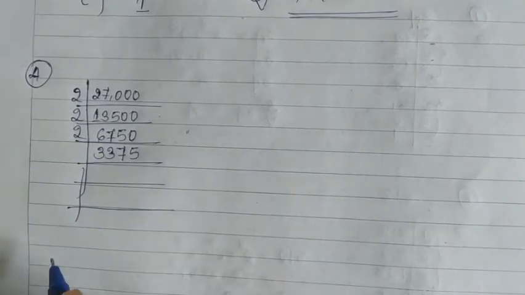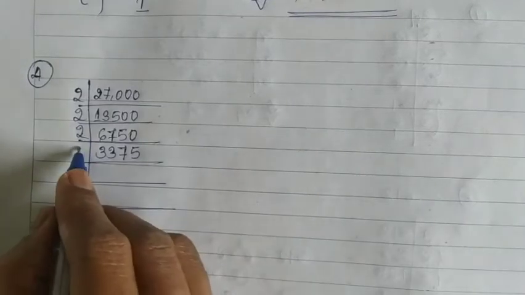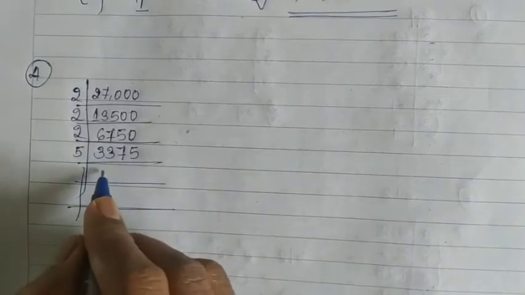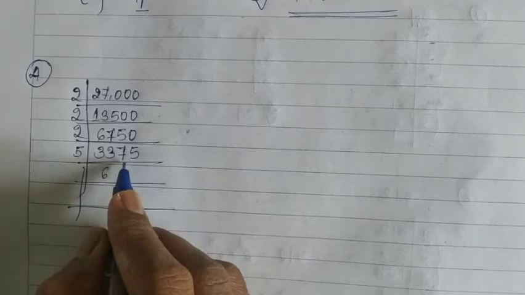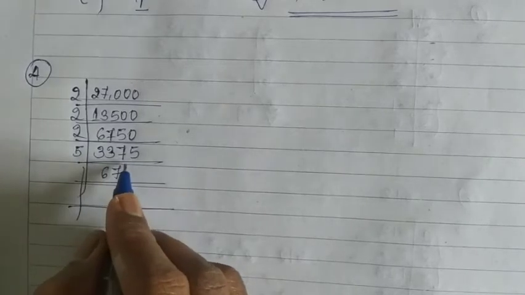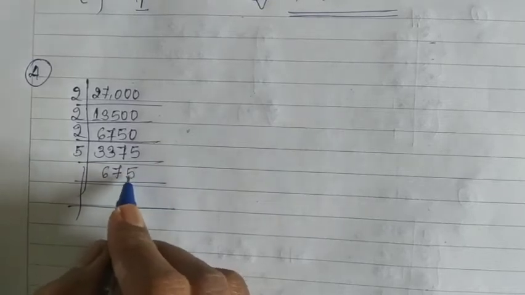See children, the remaining number ends with 5. So now let us take 5. Now start from 5. 5 sixes are 30, 3 is remaining, this becomes 37. 5 sevens are 35, 2 is remaining, that becomes 25. 5 fives are 25.